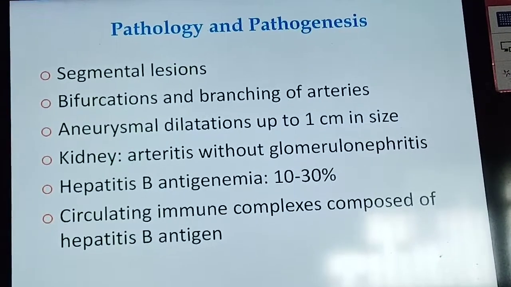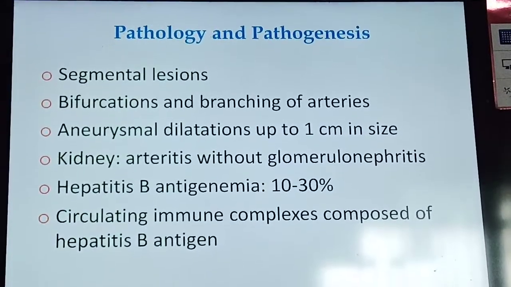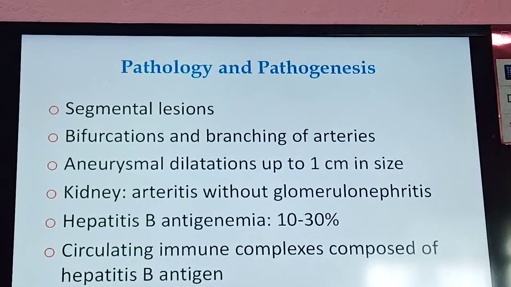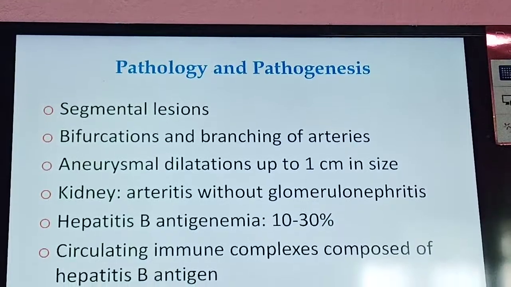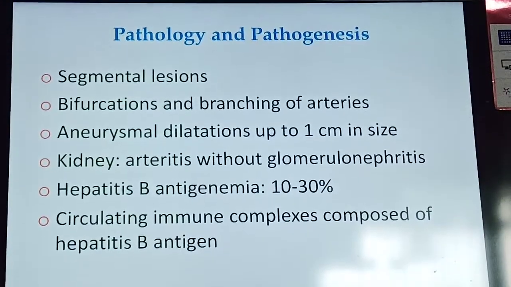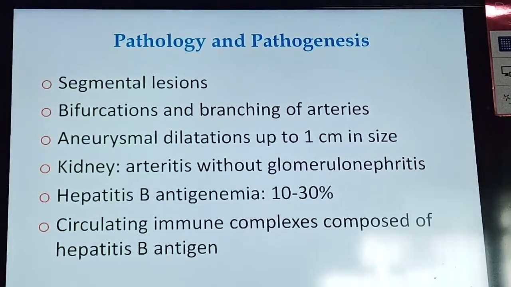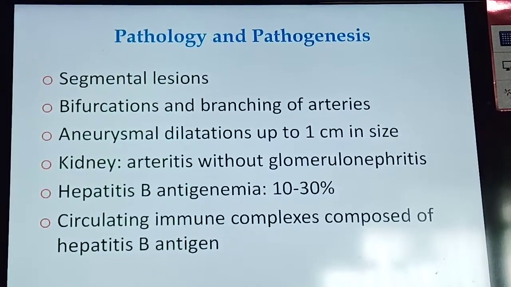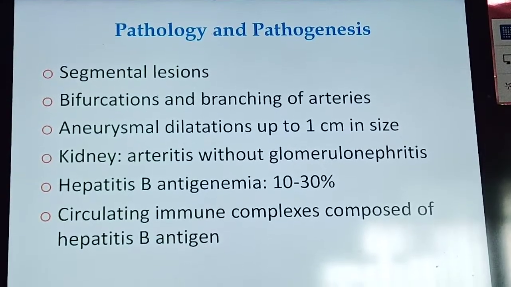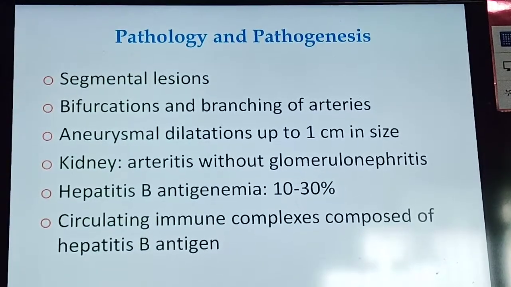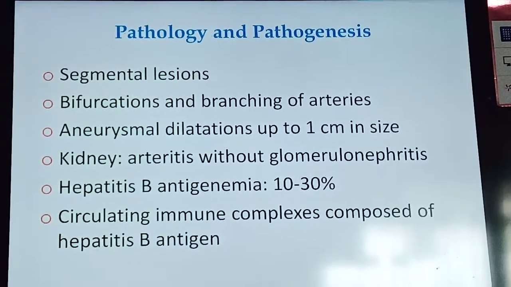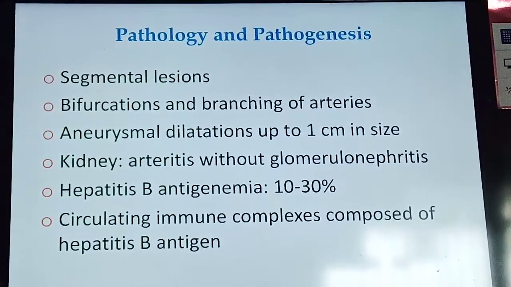Pathology and pathogenesis. PAN is a segmental lesion and usually involves the bifurcation and branching of the artery. Aneurysmal dilation may occur up to 1 centimeter in size. In the kidney, there is arteritis without glomerulonephritis, and 10 to 30% of cases are associated with hepatitis B, with circulating immune complex deposition composed of hepatitis B antigen.